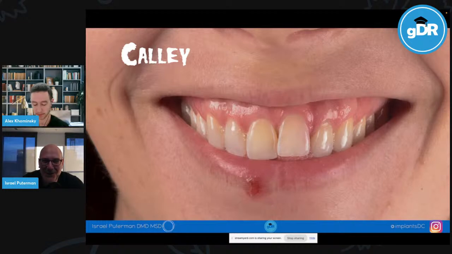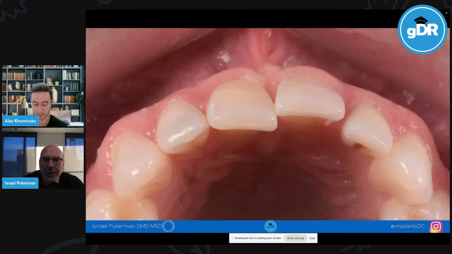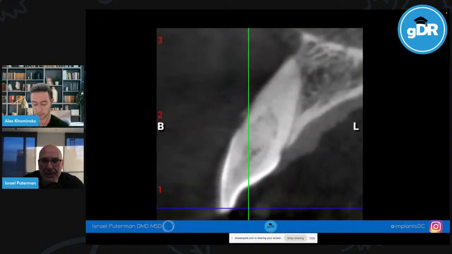So we have this tooth, and I'm sure all of you can appreciate the first thing coming to mind is what happened to this tooth. I'm sure all of you are thinking of that A word, ankylosis. As we see, the gingival margin is more apical than the adjacent tooth, and the tooth is more facial than the adjacent tooth. As we look at the CT slice, you can see the internal resorption, which is often associated with ankylosis.